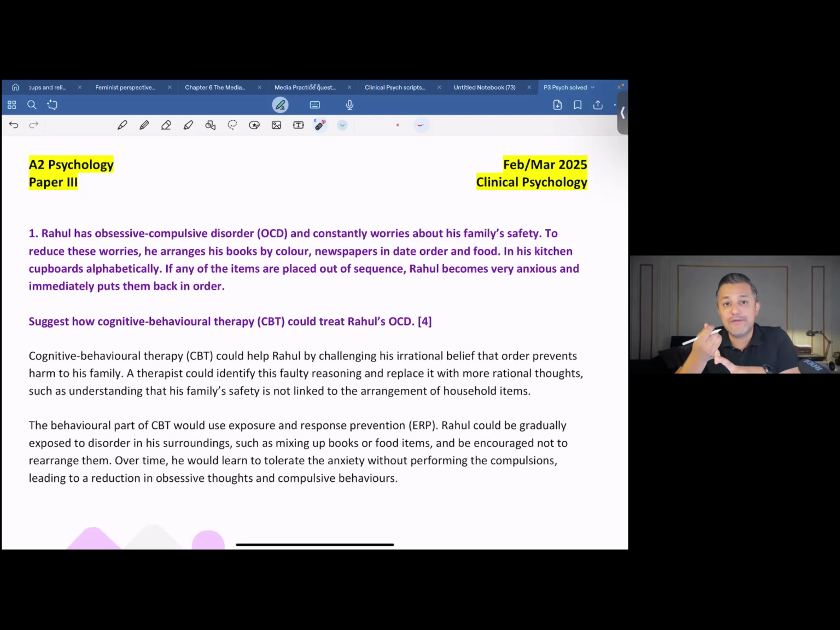The first one being clinical psychology, the second one being consumer psychology, the third one being health psychology, and the fourth one organizational psychology. So out of those four components, the first component, that is clinical psychology, we'll be discussing questions that we had in the February March 2025 paper on clinical psychology.